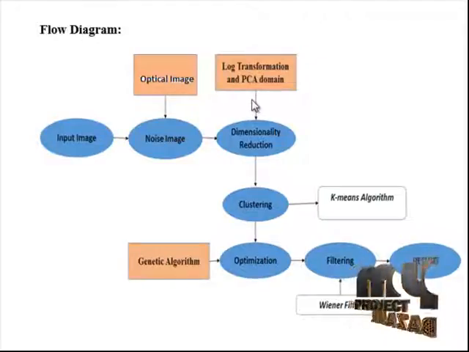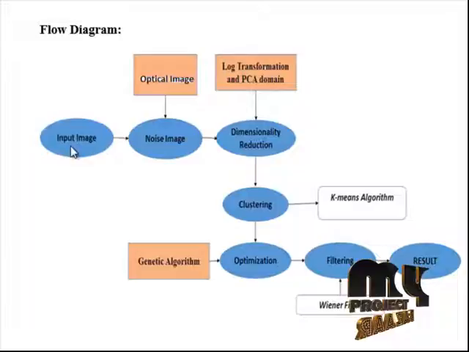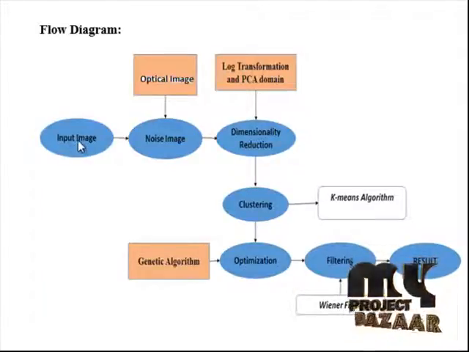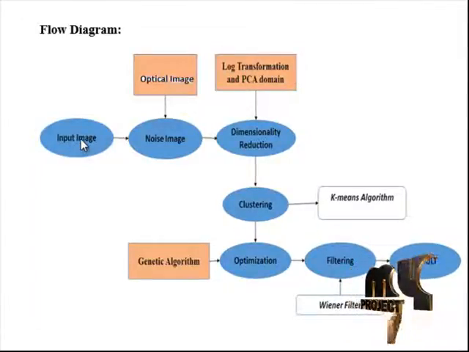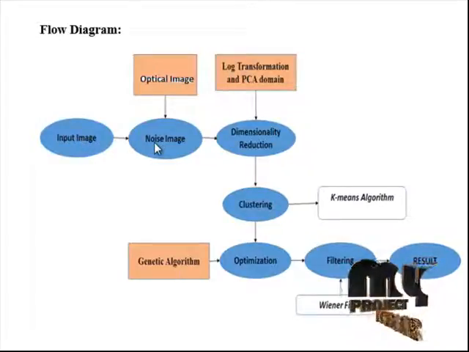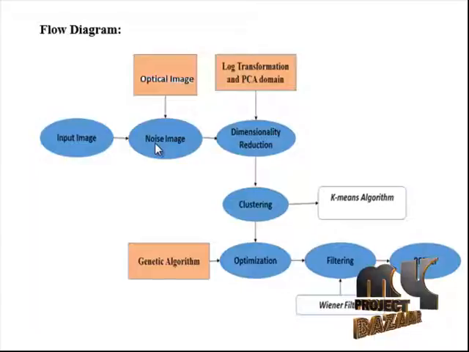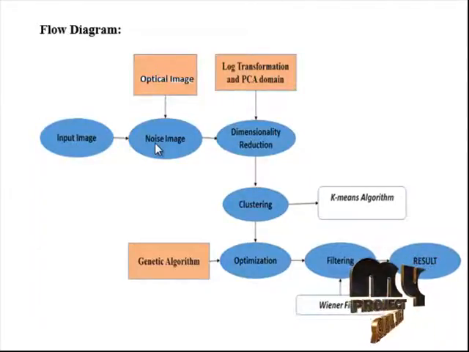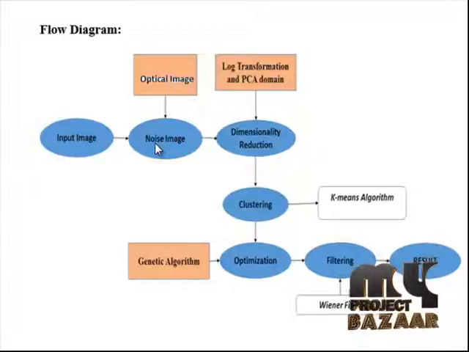Let me discuss the flow diagram for our process. Here, the input images are taken from the dataset folder. Here we take the SAR image as the input image. In the noise image stage, an image is corrupted by an optical image. One goal in image restoration is to remove the optical image from the SAR image in such a way that the original image is discernible.